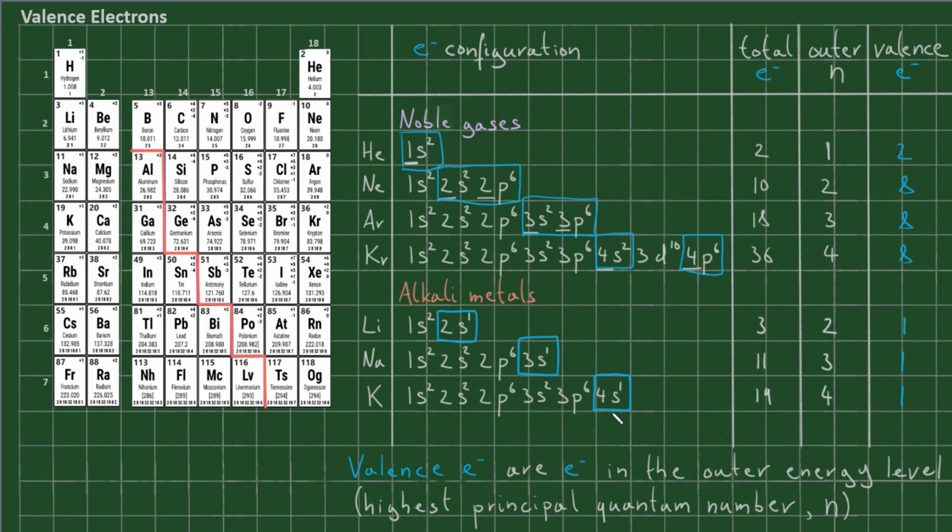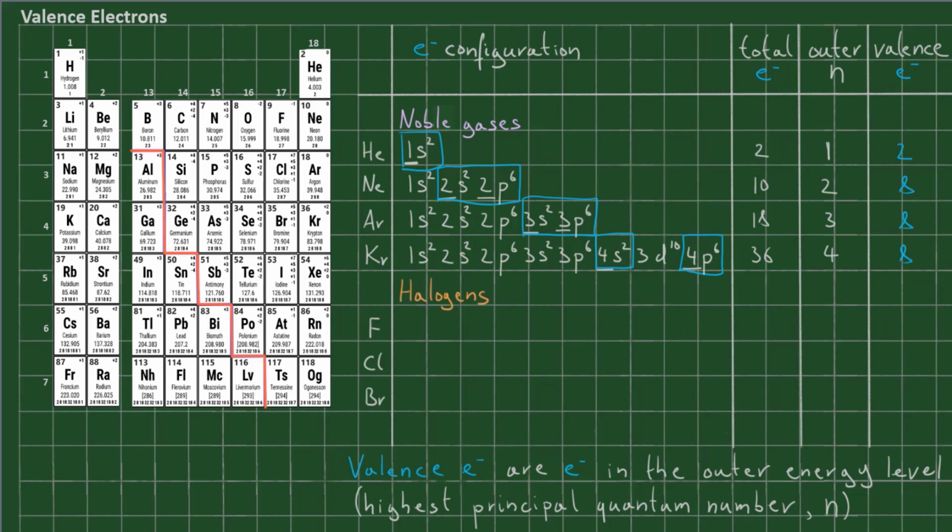So I'm going to get rid of the alkali metals and bring in 3 halogens: fluorine, chlorine, and bromine. I invite you to pause the video and complete the table for these 3 elements. The total number of electrons will depend on the number of protons. Fluorine has 9 protons, therefore 9 electrons in its ground state. Chlorine has 17. Bromine has 35.